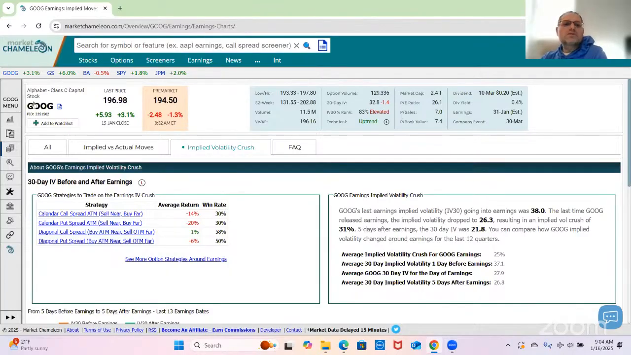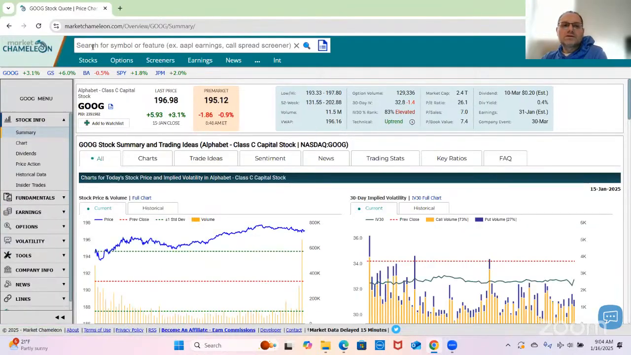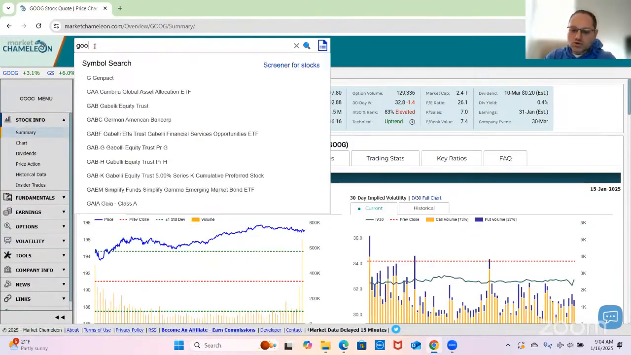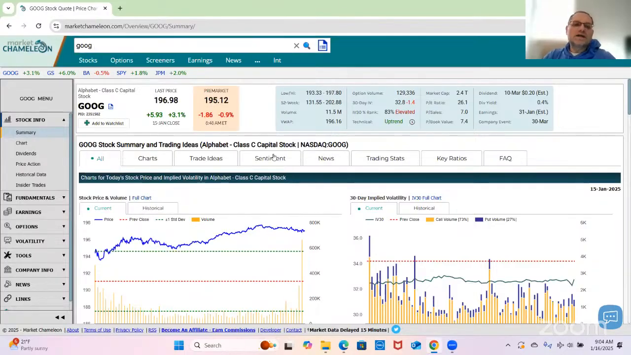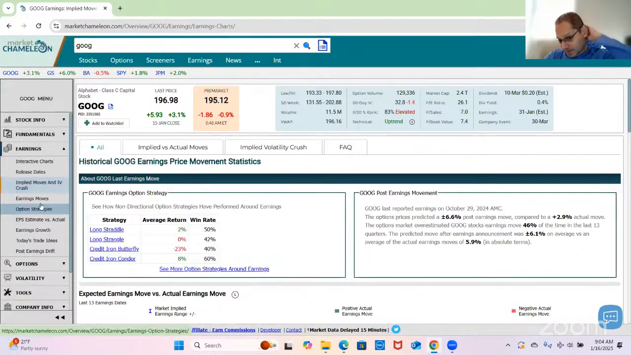Before we get started, I'm going to tell you how to get to this page. If you type in a symbol, we're going to do Google up top. You will land on the summary page, and under earnings, we have on the left-hand side earnings moves and IV crush. So click on that, and we come to this page, and we have a couple tabs here to go through.